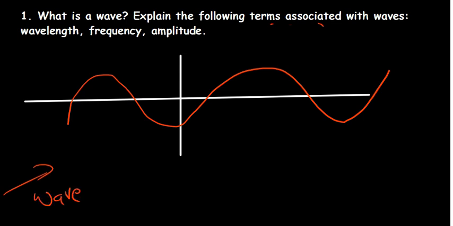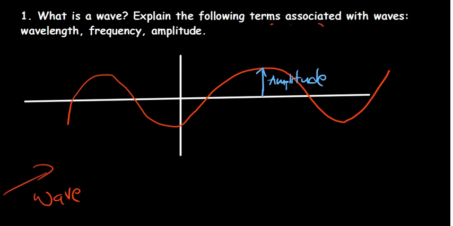So if you are to measure the distance from the equilibrium position to the highest point, this is what we are calling the amplitude. So maximum displacement from the equilibrium position vertically is called the amplitude.